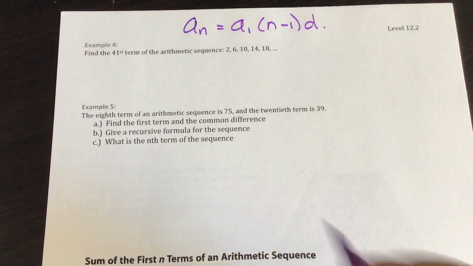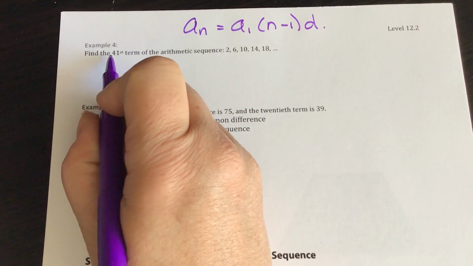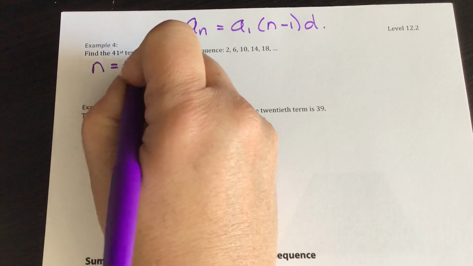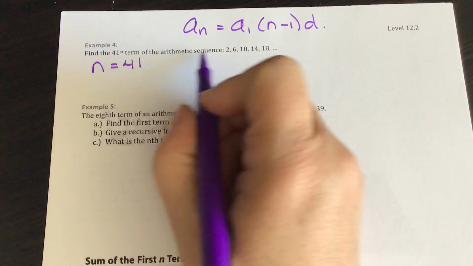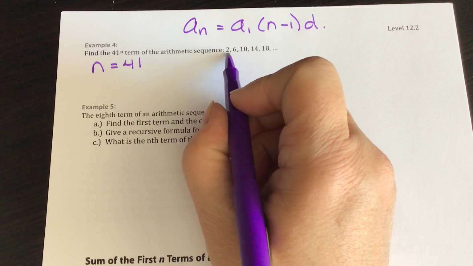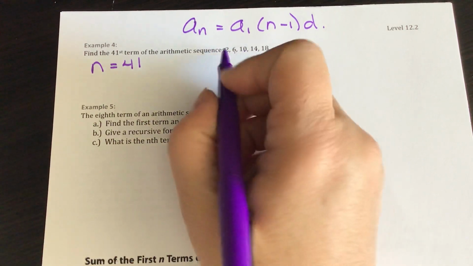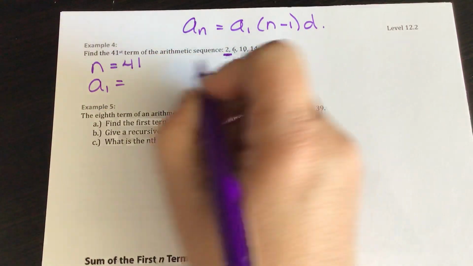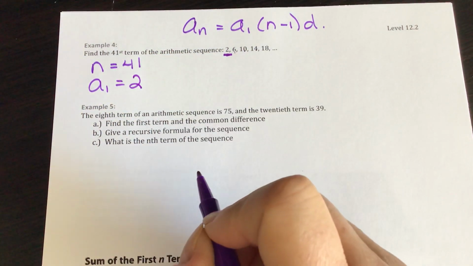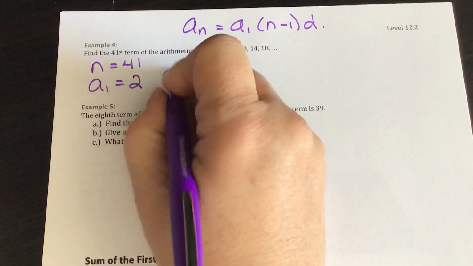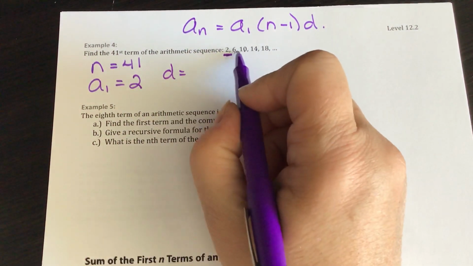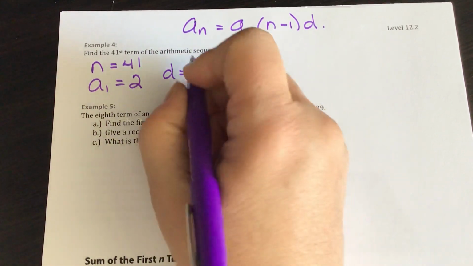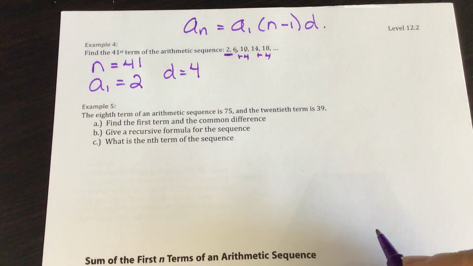So that's the formula. Now in this case, I want the 41st term, so my n value is going to be 41. In my sequence that I'm starting with, 2 and 6 and 10 and 14, my first term, a sub 1, is 2, so I'm starting at 2. My common difference is 2 plus 4 is 6, so I'm adding 4 each time. So my common difference is 4.